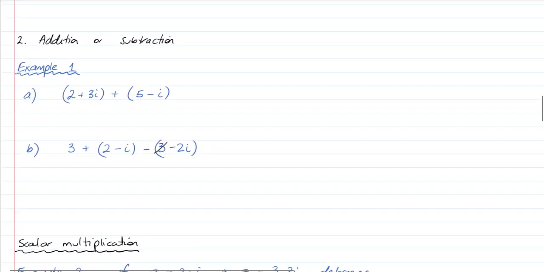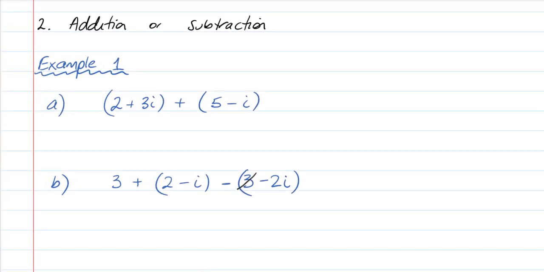Addition and subtraction works exactly as you would expect. So in this case, we just start by dealing with our real parts and then our imaginary parts and bringing them together. Well, let's start with the simplification. I'm going to expand the brackets because that's always a good way to start. So this one's pretty easy and trivial. Probably didn't need to do that step, but 2 plus 5 is 7. 3 plus -i is plus 2i. That works as you'd expect.